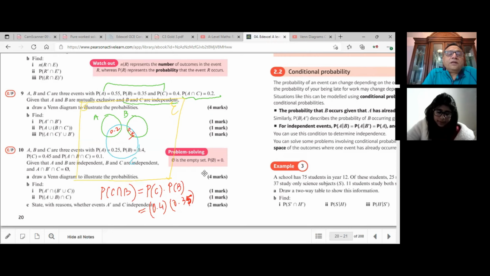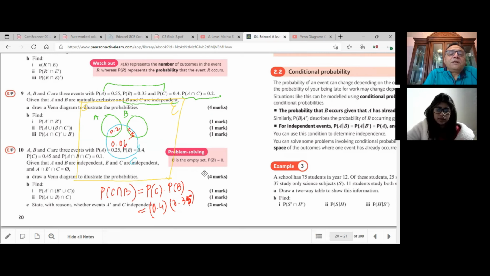Probability of C is 0.4 in all. So how much is this portion? From 0.4, take away these sum, right? 0.2, and take away this 0.06. So that is how you're going to get all this. You get the idea?